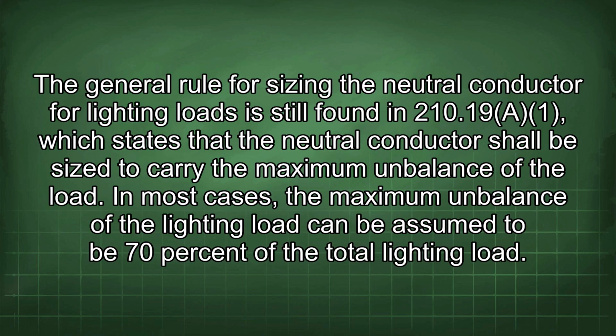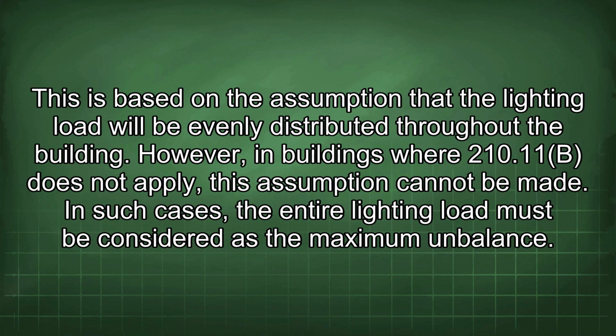The general rule for sizing the neutral conductor for lighting loads is still found in 210.19(A), which states that the neutral conductor shall be sized to carry the maximum imbalance of the load. In most cases, the maximum imbalance of the lighting load can be assumed to be 70% of the total lighting load. This is based on the assumption that the lighting load will be evenly distributed throughout the building. However, in buildings where 210.11(B) does not apply, this assumption cannot be made. In such cases, the entire lighting load must be considered as the maximum imbalance.